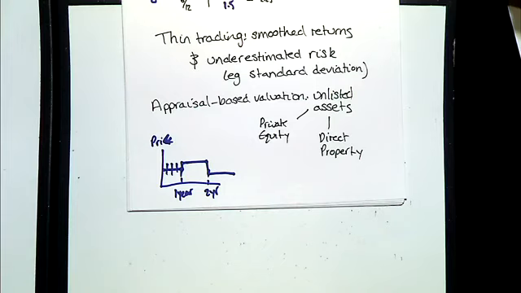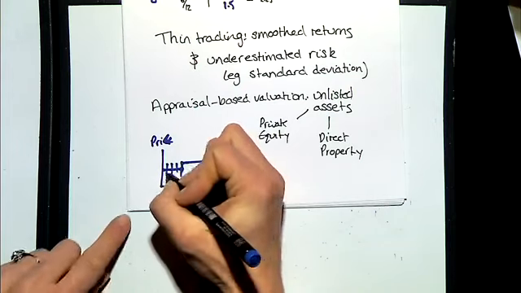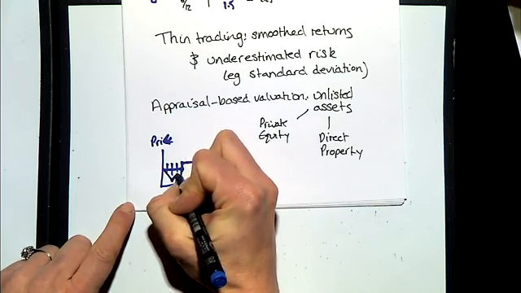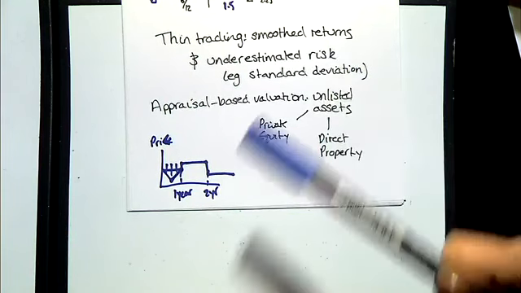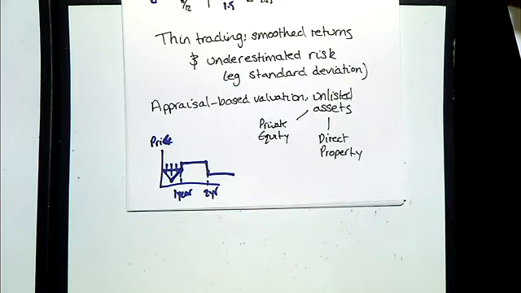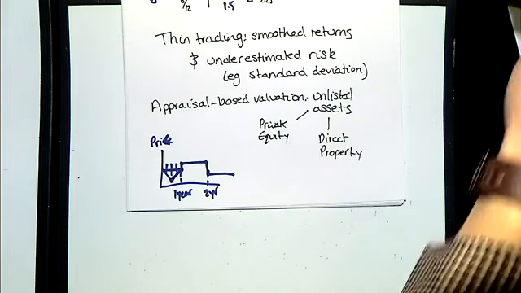If you actually wanted to trade that piece of direct property, who knows what the value might be in the meantime? It might have gone right down and be on its way to recovery. So again, you've got that issue of underestimated risk because you've got smooth returns. Any questions on that?